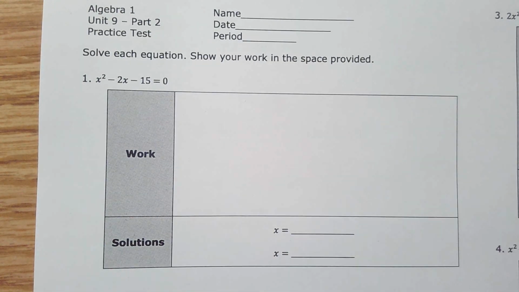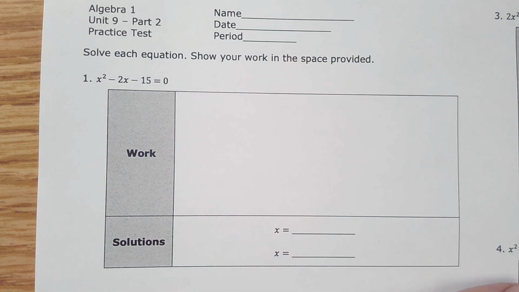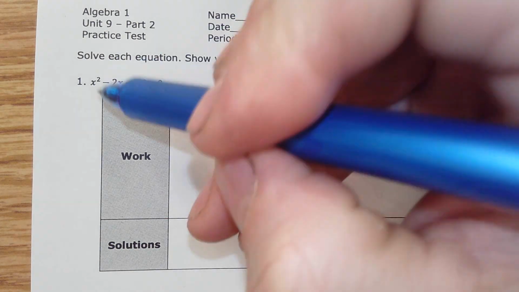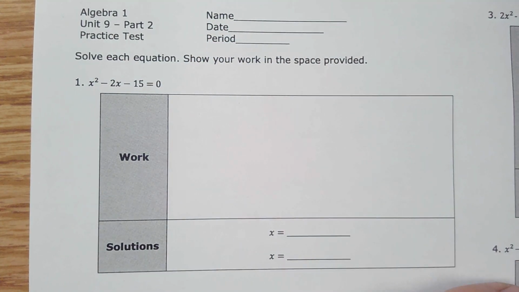Alright, so this is the Unit 9 Part 2 practice test, and let's just have at it. I've got to solve this equation. It's a quadratic. A is 1, so I wonder if I can factor this.